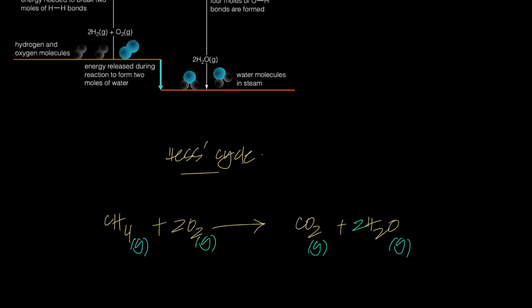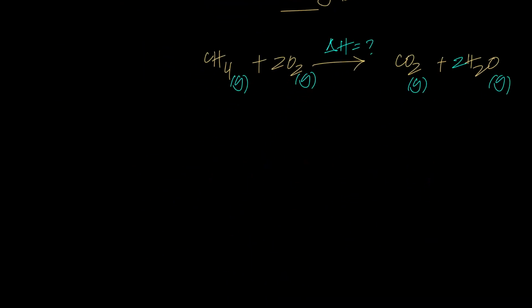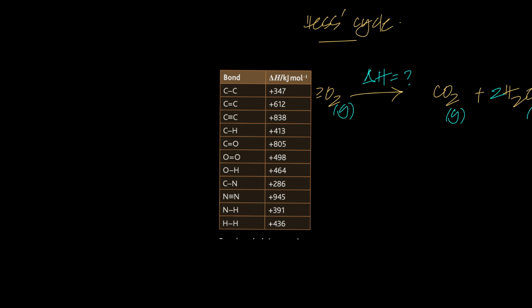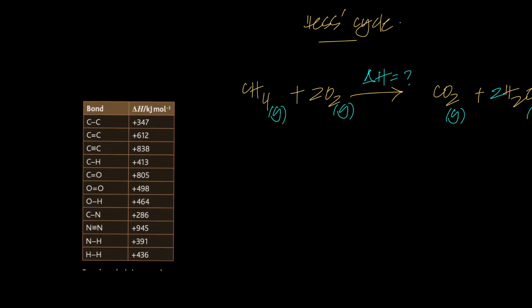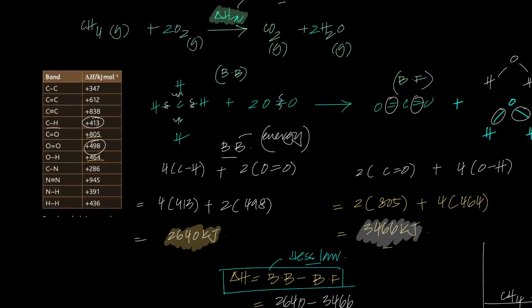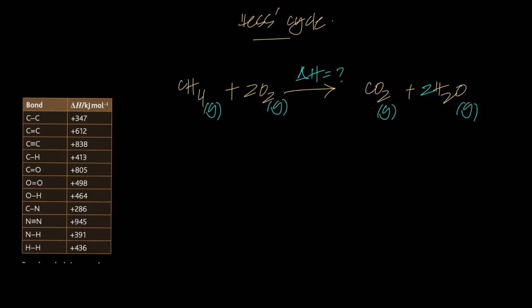Let me tell you. If you want to figure out the enthalpy change right here, this is what we did, and you're given bond enthalpies. Let me add the picture again for bond enthalpies. If you're given bond enthalpies, one way to calculate is to use this formula. The other way to calculate the enthalpy change of reaction is to use the Hess cycle.